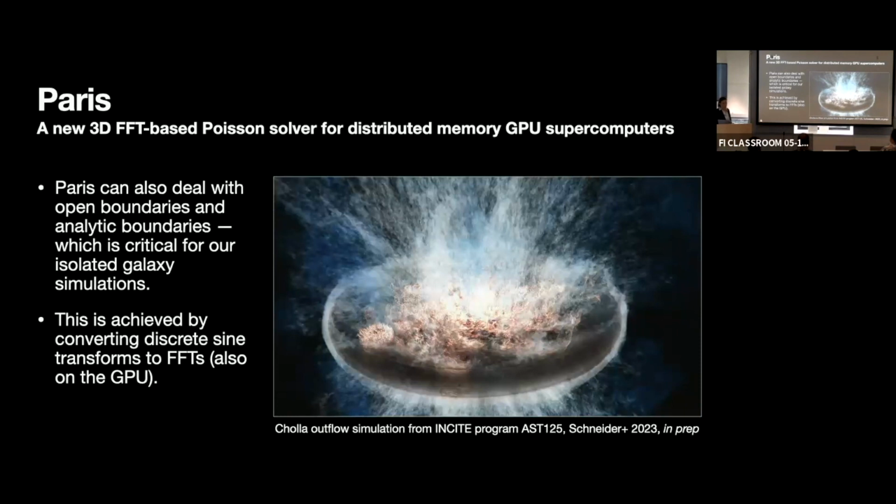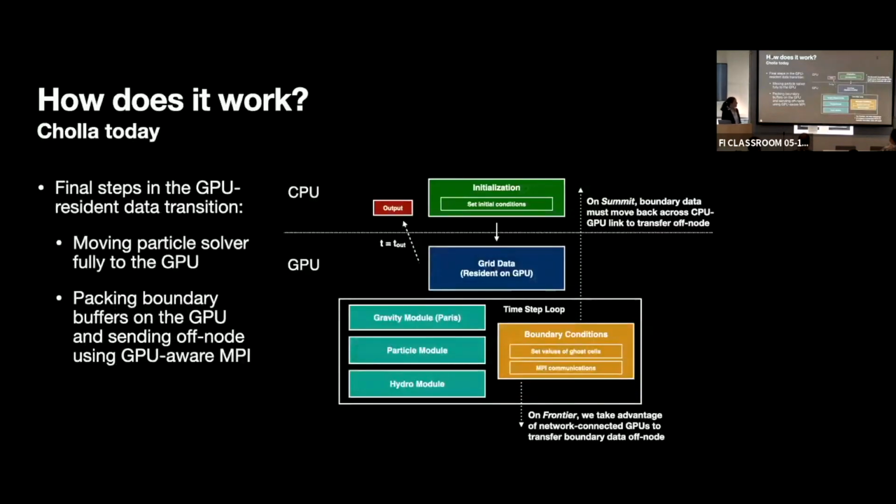All right, so putting all that together, how does Cholla work today? We had a couple more things we had to do. The particle solver also wasn't totally on the GPU, so we had to move it. Packing our boundary buffers on the GPU and sending things off node using this GPU-aware MPI made a big difference, because not only were we now packing all of our buffers in parallel, but also, this is my new schematic. One thing you'll see is up here above the CPU line, there's very little now. We basically just set the initial conditions. And if we want to output, right? So the grid data lives on the GPU, we can transfer it back if we want to output.